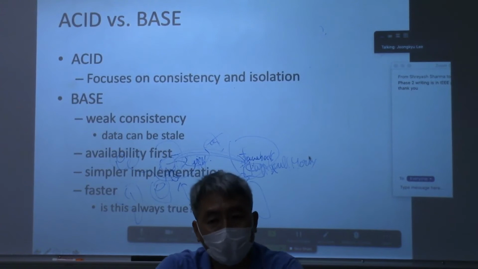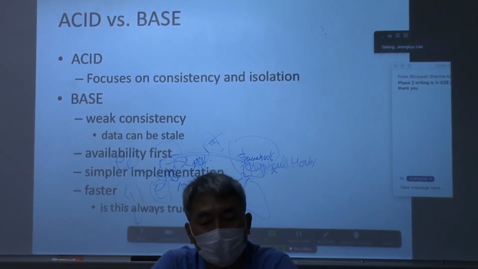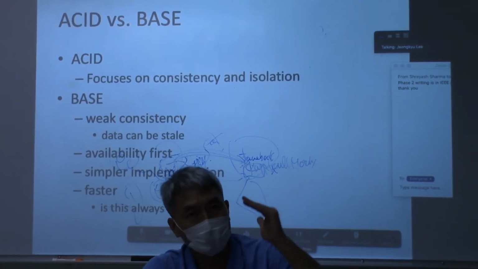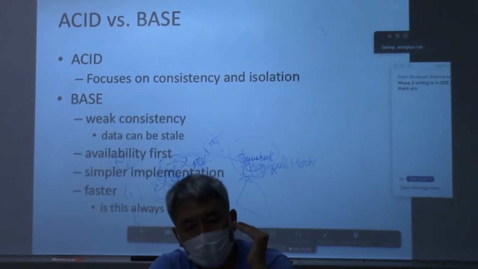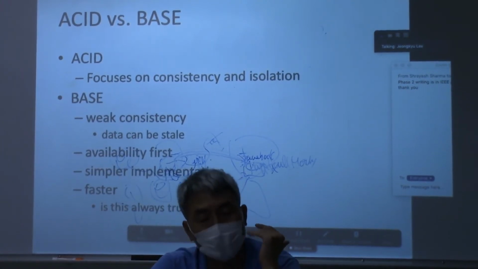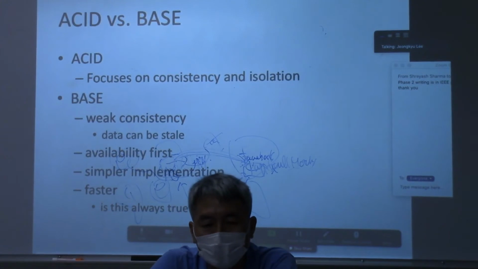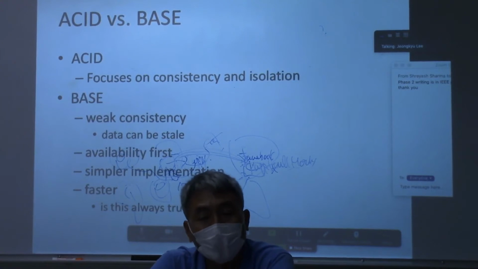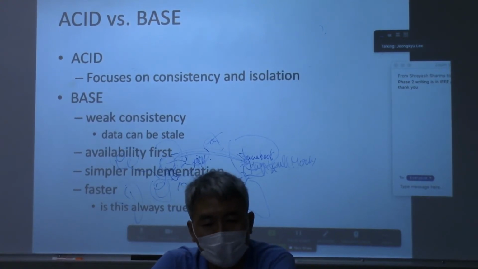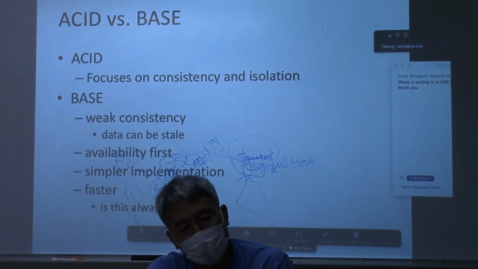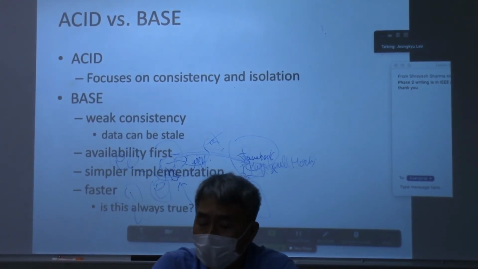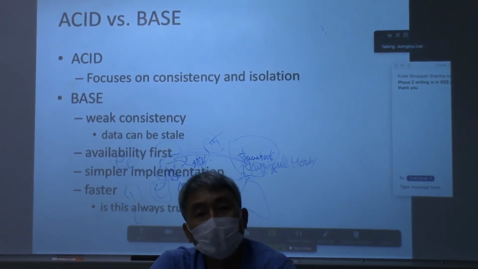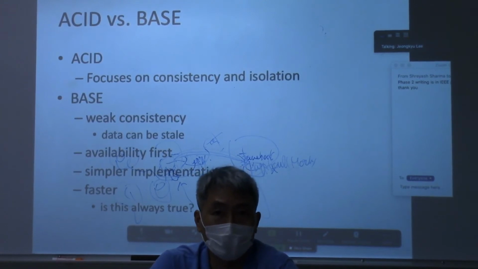So this is the comparison between the characteristics of ACID and BASE. ACID keeps very strong consistency as well as isolation. I explained isolation, okay? On the other hand, BASE is weak or lacks consistency. Eventually, it's a soft state. And availability is more important. Also, this one is much easier to implement.